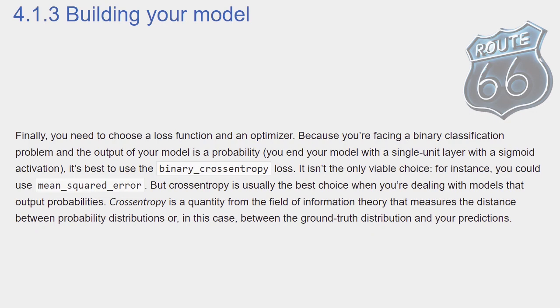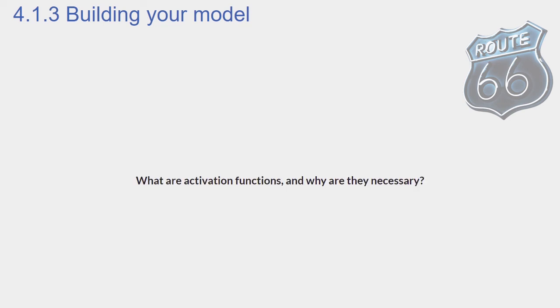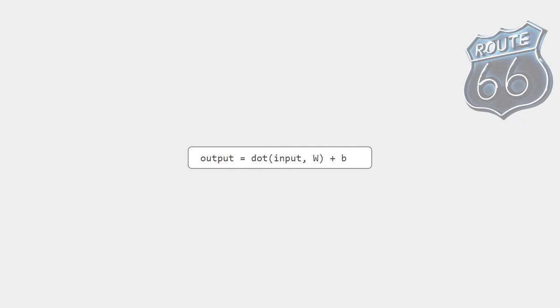Cross entropy is a quantity from the field of information theory that measures the distance between probability distributions, or in this case, between the ground truth distribution and your predictions. What are activation functions and why are they necessary?